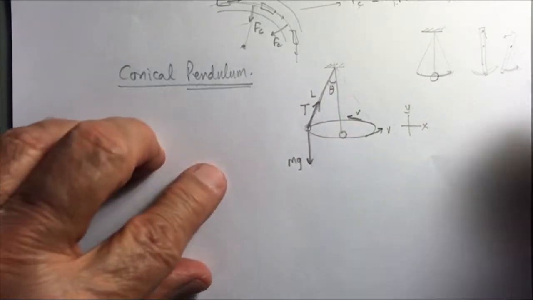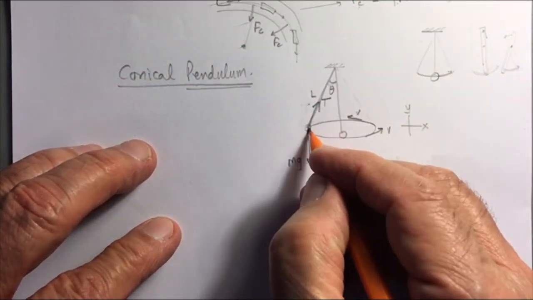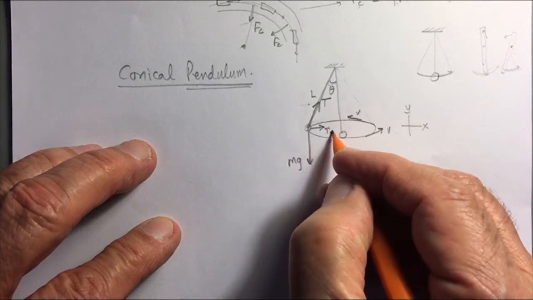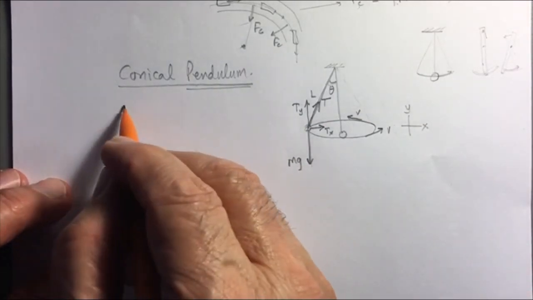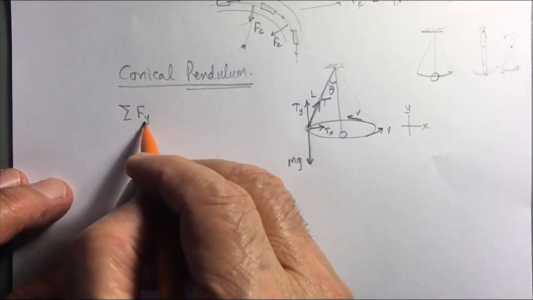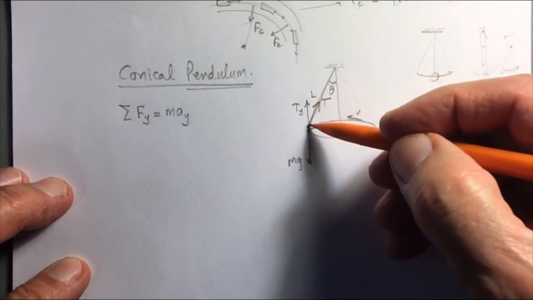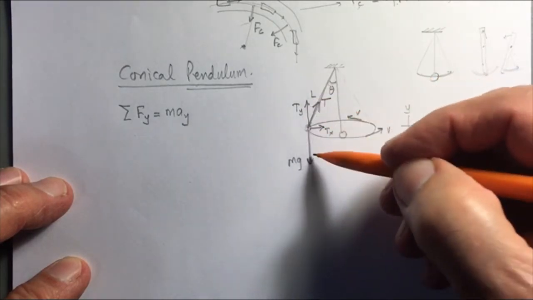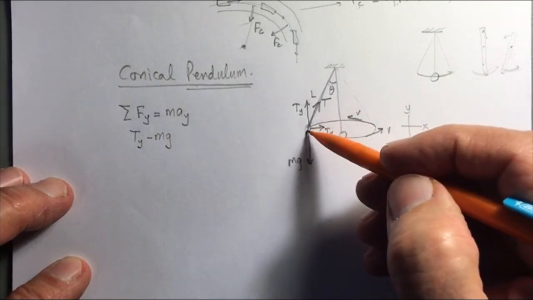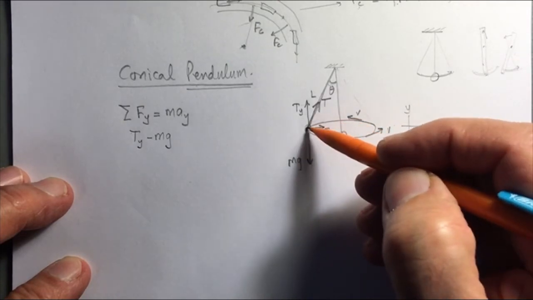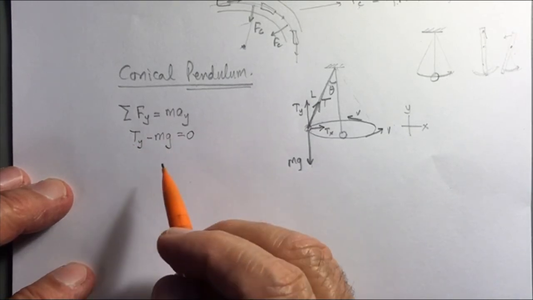So we'll break this up into two components. We'll have an x component, Tx, and a y component, Ty. And then we will write, again as usual, sum of forces in the y direction equals m a_y. We have only one force in the positive y direction and one in the negative y direction. So it's going to be Ty minus mg. Now, this is going to remain in a horizontal circle, so there is no acceleration in the y direction. Therefore, a_y is 0, and Ty becomes equal to mg.